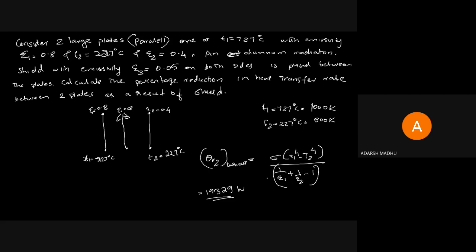So next is to find out the value of heat transfer rate with respect to the radiation shield, if emissivity 3 is also there. Next, find out the value for Q12 with the shield. The shield area ratio A by A is 1. So sigma times T1 raised to 4 minus T2 raised to 4, divided by 1 by epsilon 1 plus 1 by epsilon 3 minus 1 plus 1 by epsilon 3 plus 1 by epsilon 2 minus 1.